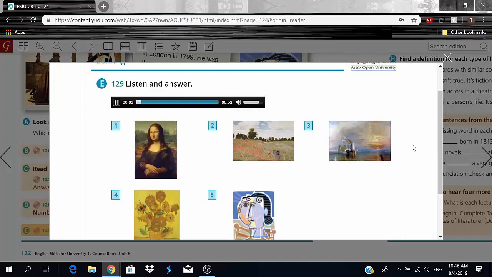Exercise E. Listen and answer. 1. How many main kinds of painting does the lecturer talk about? 2. Can you name one of the kinds? 3. What kind of painting is picture 1? 4. What about picture 2? 5. What can you see in a still life painting? 6. What kind of painting has boats or ships? 7. What shapes can you see in the abstract painting? 8. How many portraits are there?